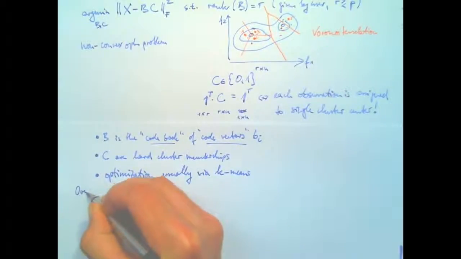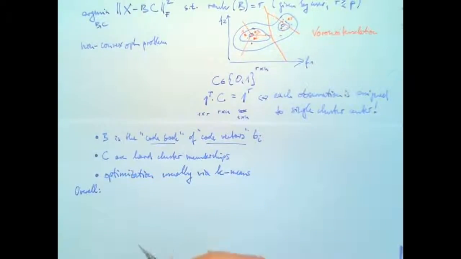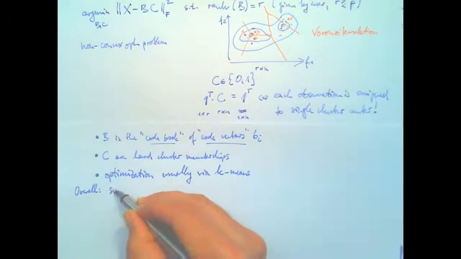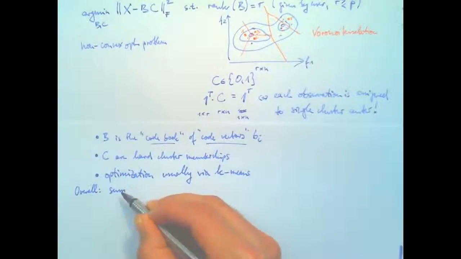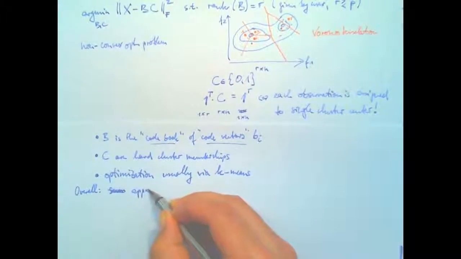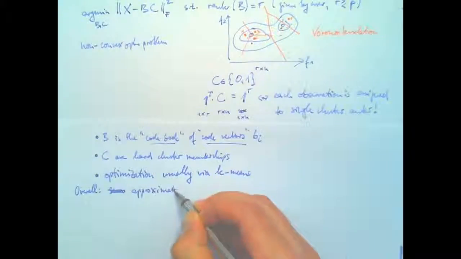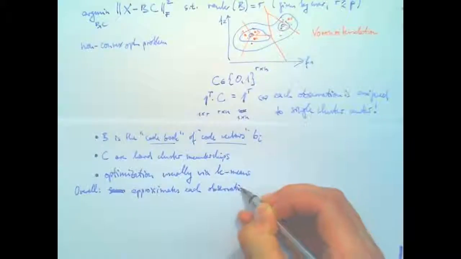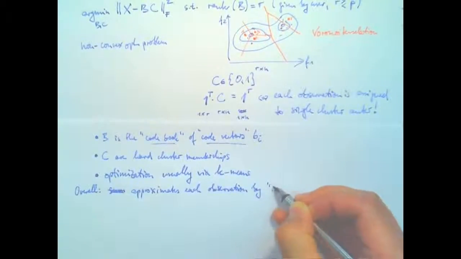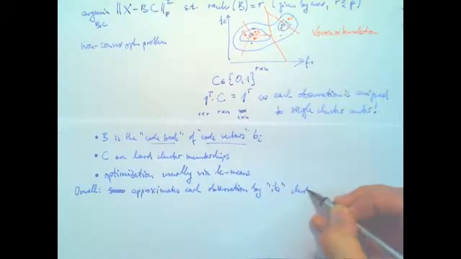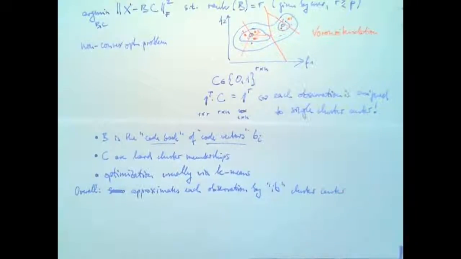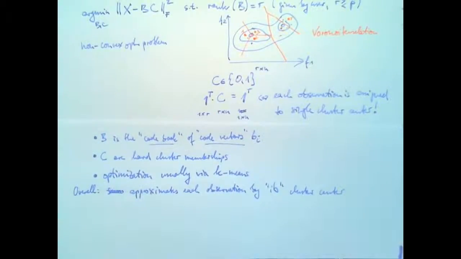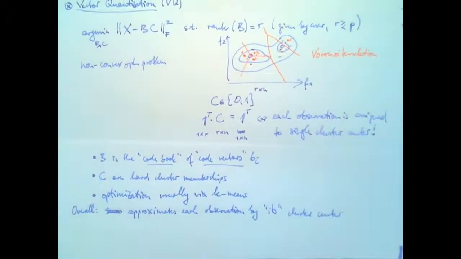So what it does overall is that it approximates each and every observation by its cluster center, where its cluster is simply determined by proximity. Because if you look at the objective function, if you assigned it to a cluster center that lies further away, you would simply get a higher error, which you don't want.